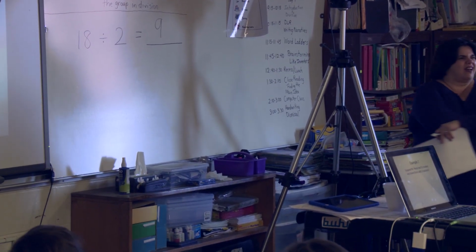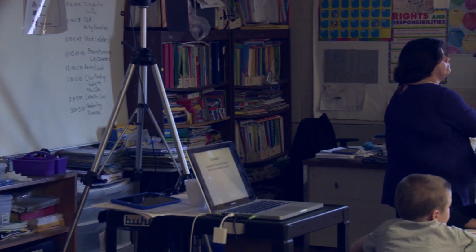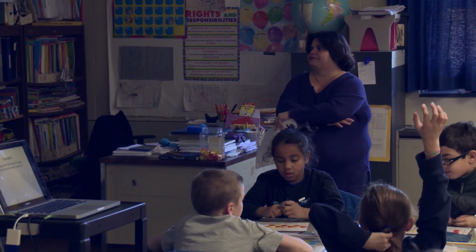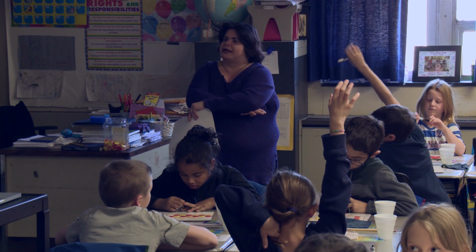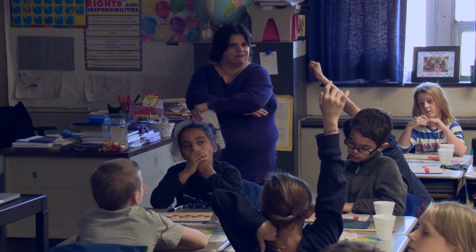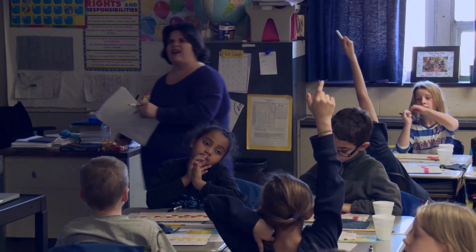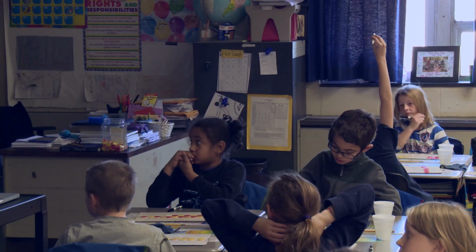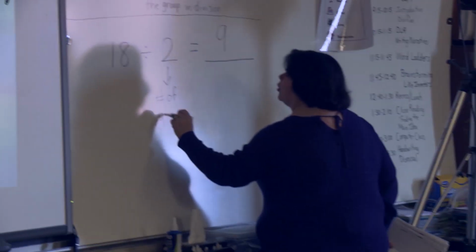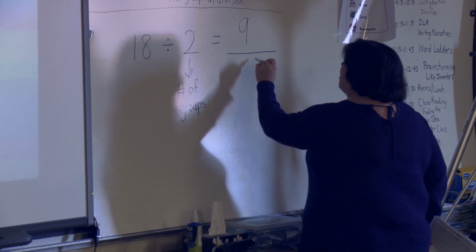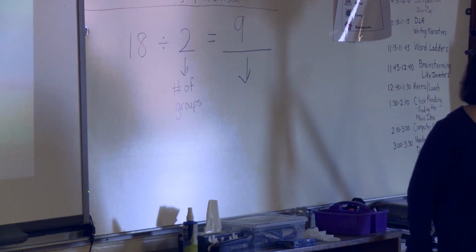And what does that represent, that 9? Let's think about that. I have 18 markers. I divided them into what? 2 what? 2 groups. Oh, so wait a minute. I'm getting this now. You're helping me out. This is the number of groups. So the unknown factor is the what? How much is in one group.